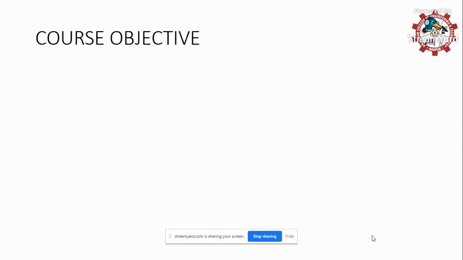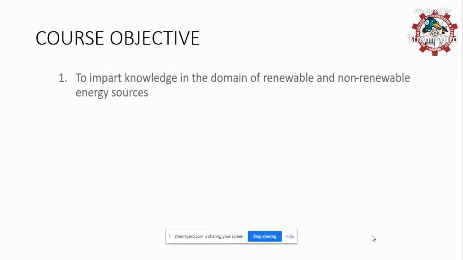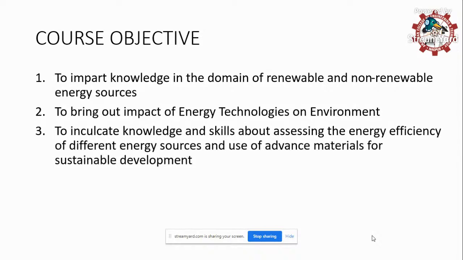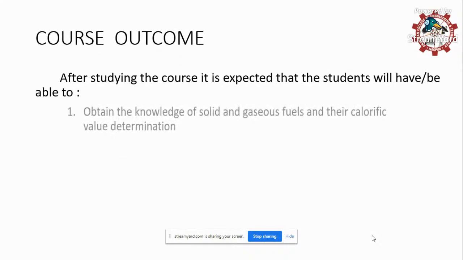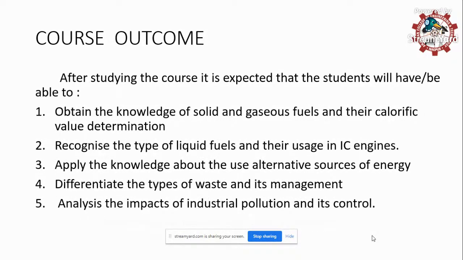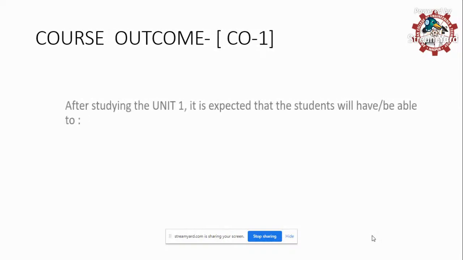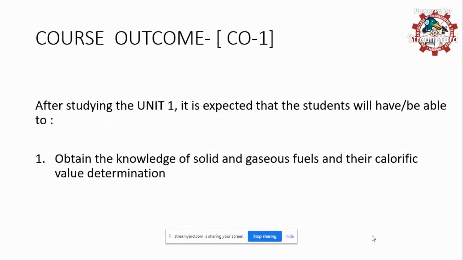I'll be repeating the objectives and the course outcome continuously because this is an important part of our syllabus. You should be aware of the terms course objectives and course outcome. There are 3 course objectives. I'm not reading them, they are known to you. After completing your SEM-I you will be able to fulfill 6 course outcomes. The content of the unit is displayed here for your understanding. The red colored, highlighted part was completed by me in the previous class. So we are moving further ahead. We'll be doing the determination of calorific value by bomb calorimeter today. The course outcome for this unit is to obtain the knowledge of solid and gaseous fuel and the calorific value determination.